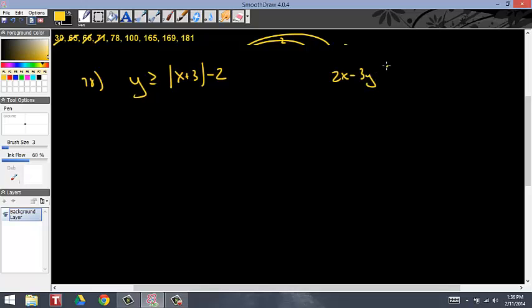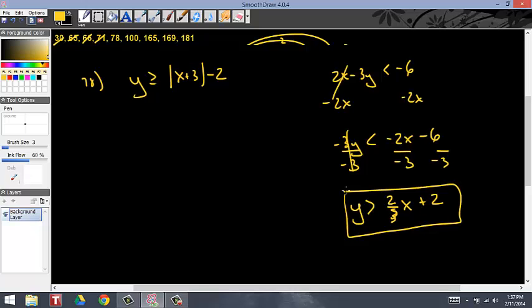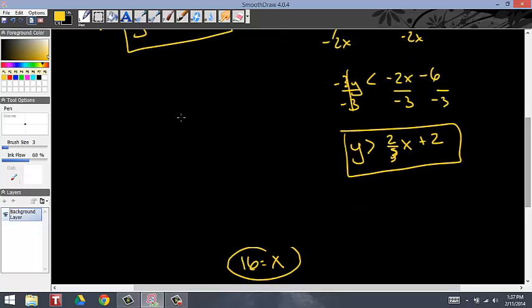2x minus 3y is less than negative 6. Okay, so I'm going to go ahead and subtract 2x from both sides. So I got negative 3y is less than negative 2x minus 6. Divide everything by negative 3. So I got y is greater than 2/3 x plus 2. I'm going to try and find the shared shading between these two, so I'm going to go ahead and graph this thing.